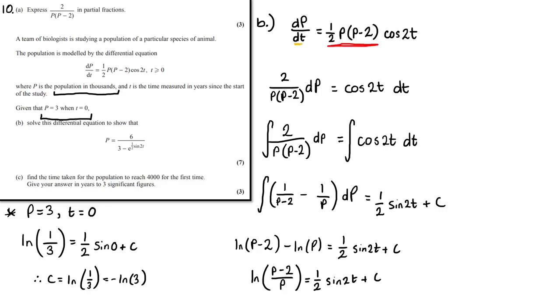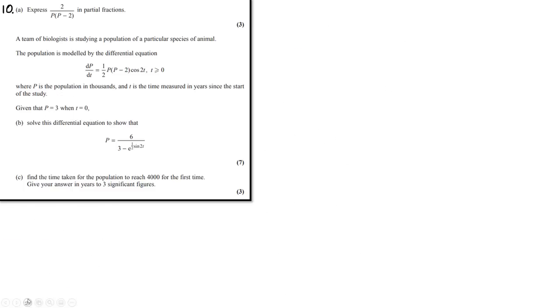There's still a bit of work to do to get it into this form here that we need to show in part B. So what I'm going to do now is write it in this form here with the value of c that we've just found. So what I'll do is I'll just clear the screen and we'll carry on with it. So clear all this. So what I've got then is the natural logarithm of p minus 2 all over p. Now we found that c was equal to minus the natural logarithm of 3, and that was on the right hand side.